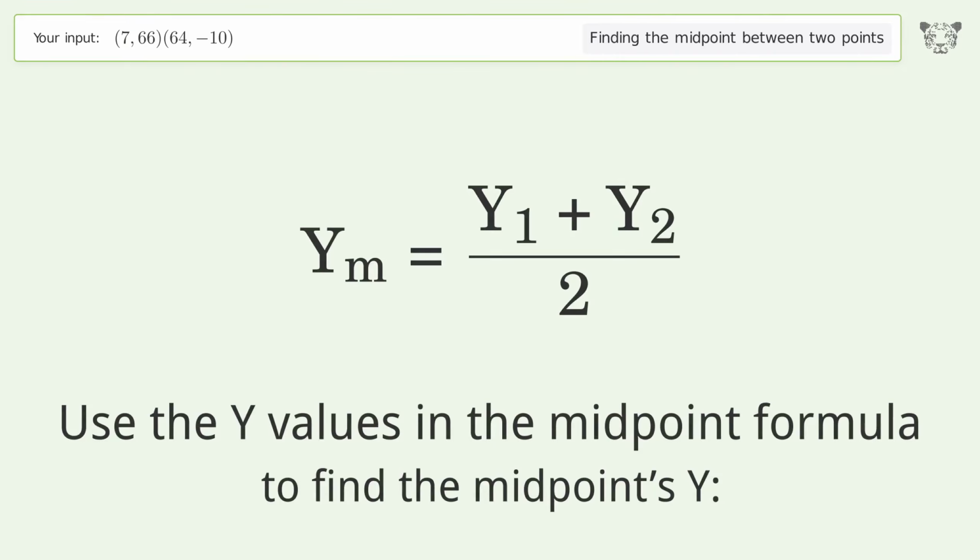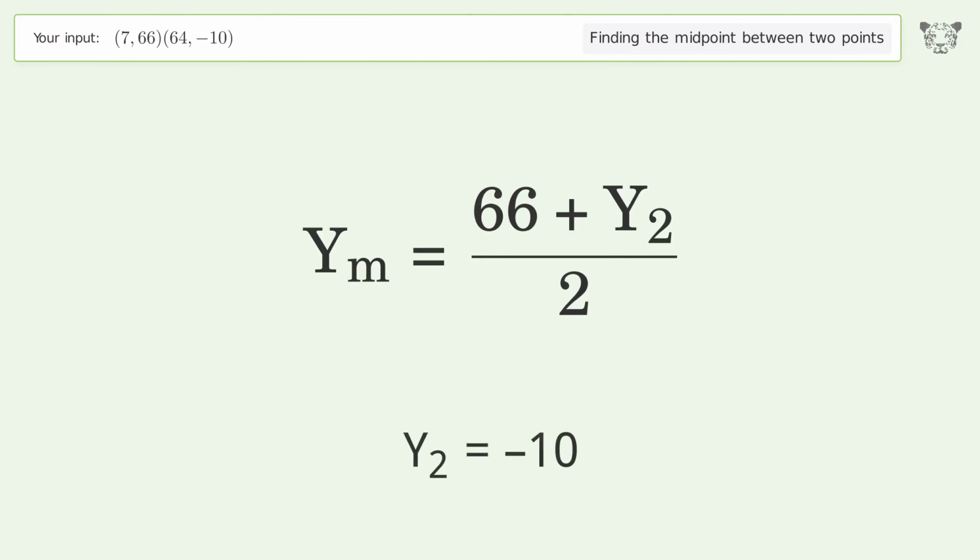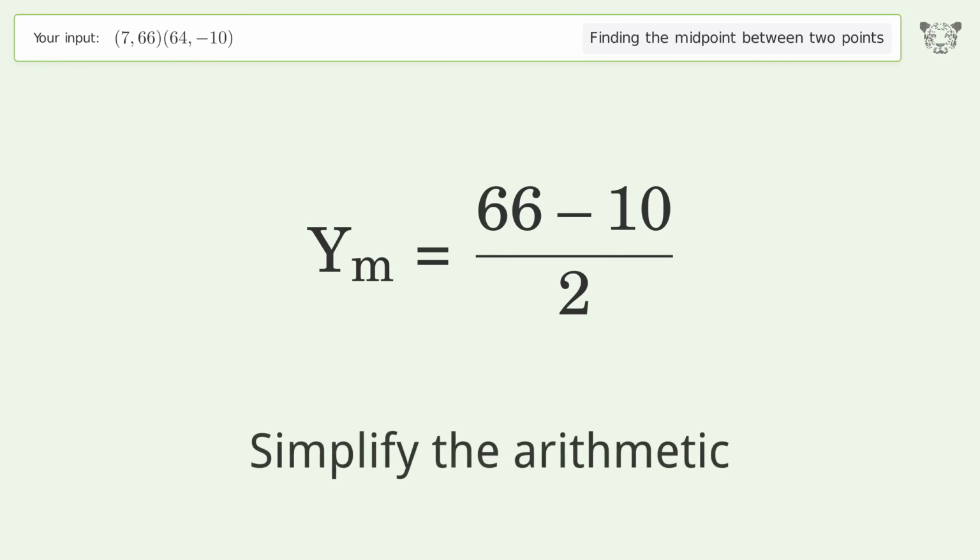Use the y values in the midpoint formula to find the midpoint's y. y1 equals 66. y2 equals -10. Simplify the arithmetic.